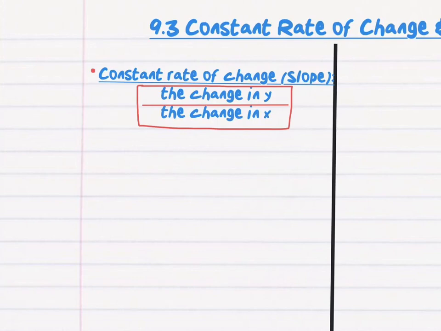On the top left of your notes, we have constant rate of change, which is also known as the slope, and that's the change in y over the change in x. This red bar here is a division bar. So pause the video to copy this down, and when you're ready to continue, press play.